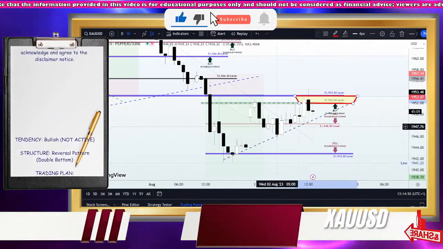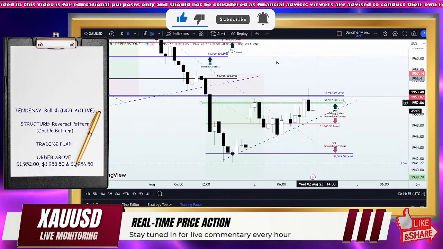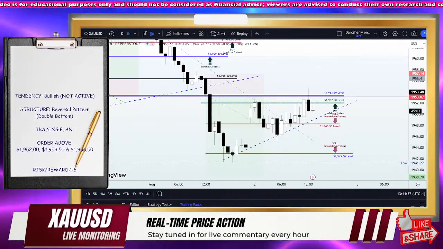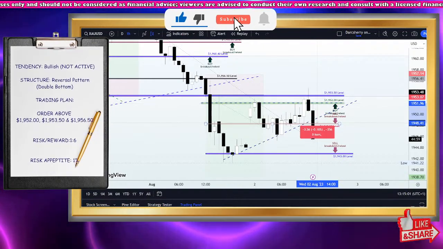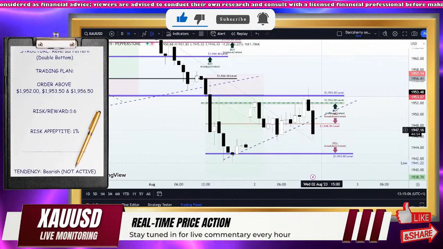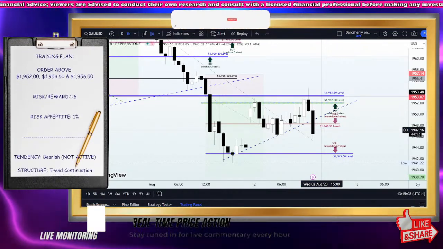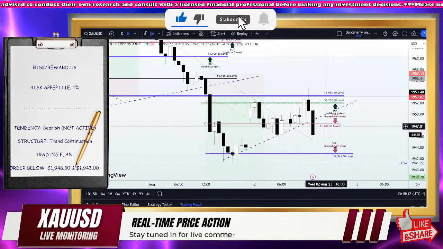So what we want to be doing at this point, once we have that position there, is to have our stop loss sitting anywhere below the ascending trend line. I'm still talking, and we already have a breakdown of the $1,948.30 level. So that is how we are going to be buying above that area.